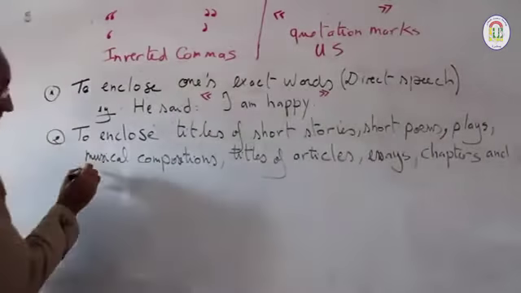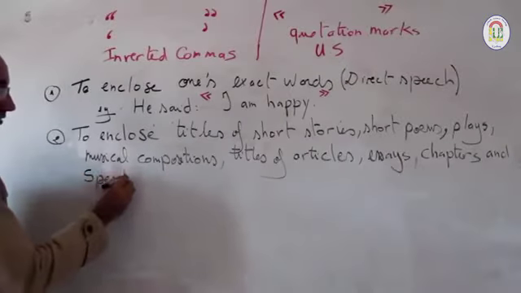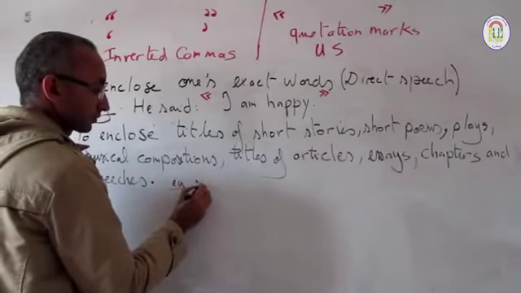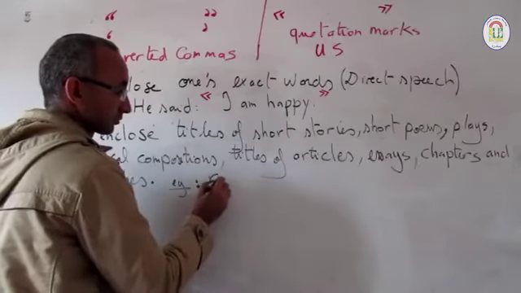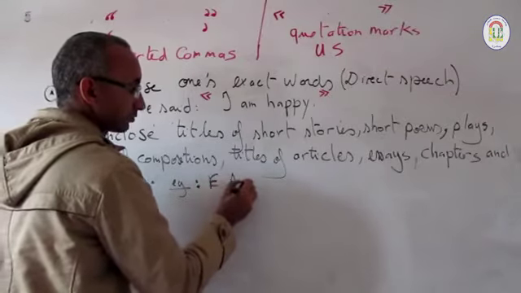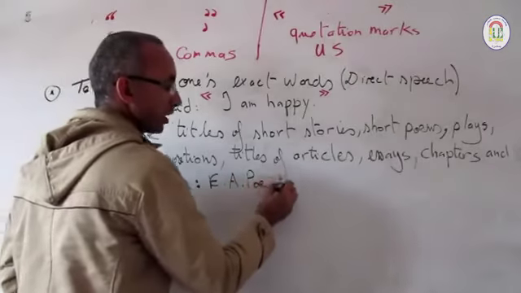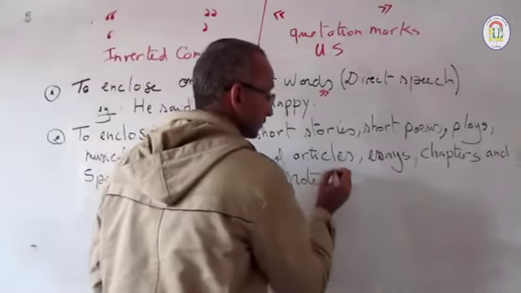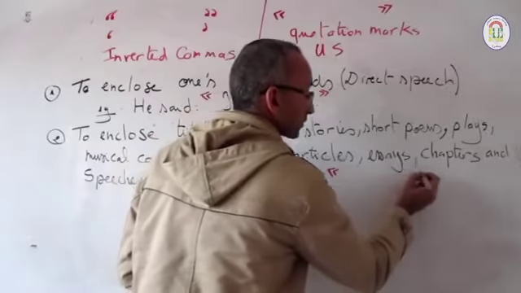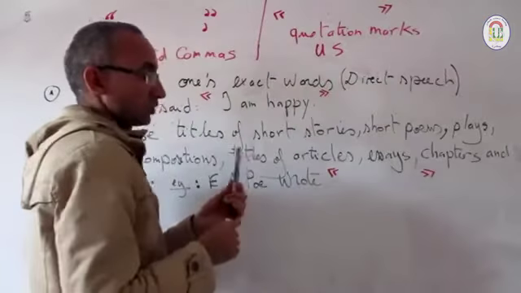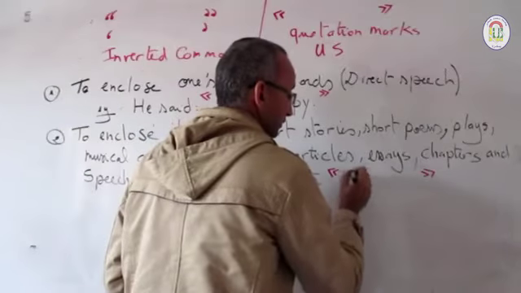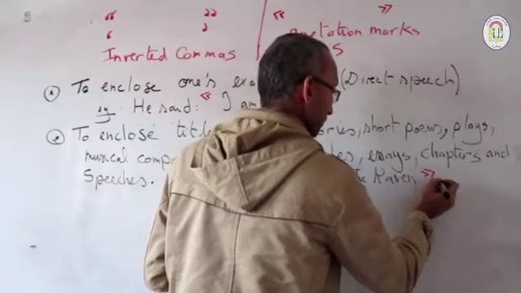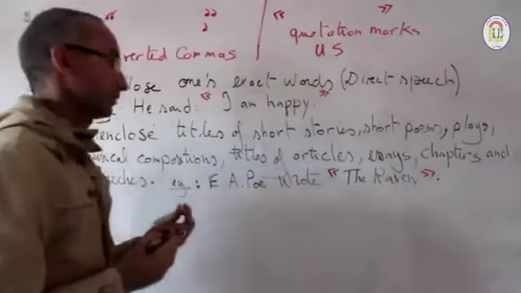To be clear, for example, I write: Edgar Allan Poe wrote his famous short poem, "The Raven." I put the Raven between two quotation marks.